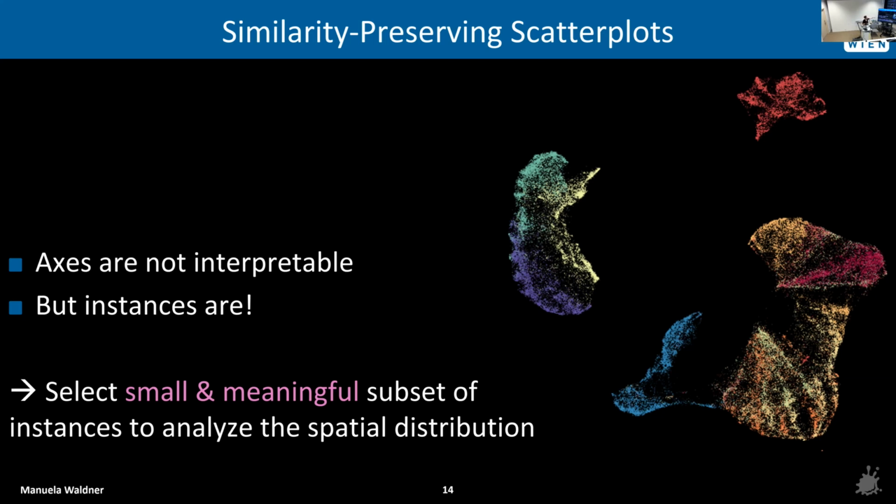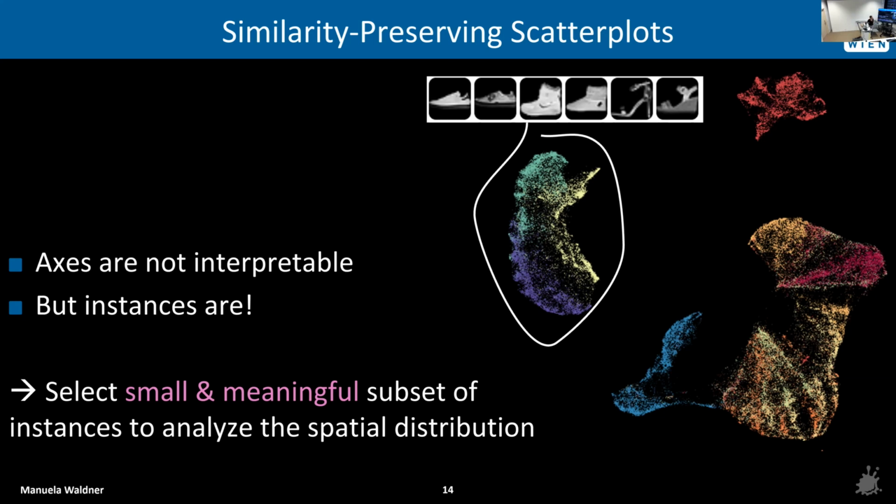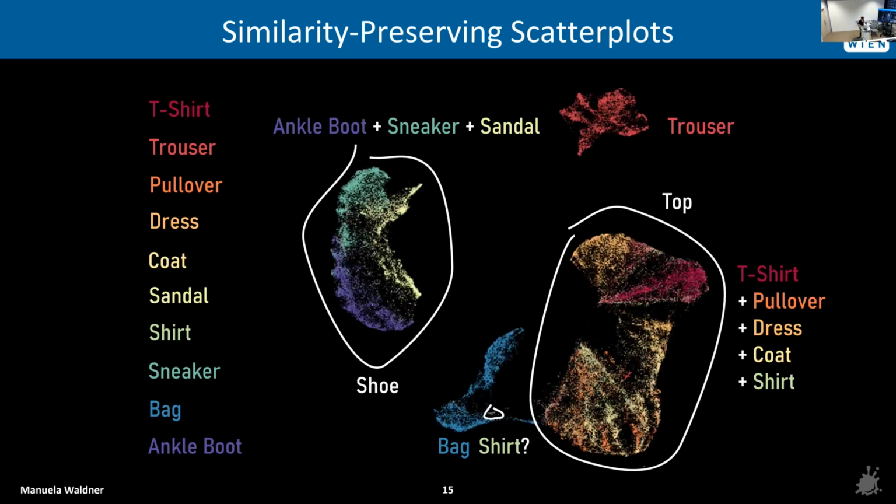What is interpretable is the instances themselves. So the idea was we have to select a small but meaningful subset of our instances so that we can analyze the spatial distribution. So if I just pick a few random samples here for this cluster, I think everybody of us would conclude that we're seeing shoes here, different kind of shoes. And that's pretty much what it is. It can also help us analyze the outliers. So why is a shirt here? Maybe because it looks a little bit like a bag, doesn't look like a typical t-shirt. So this is very expressive if we have this kind of instances. So how do we select them?